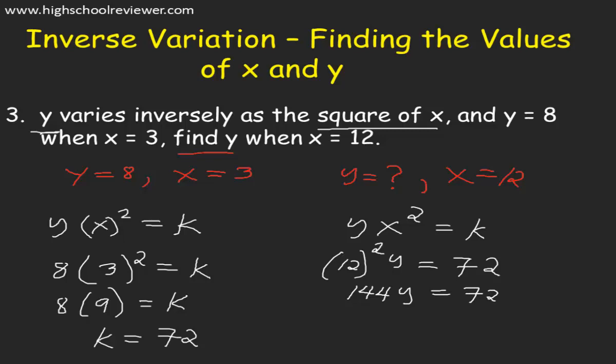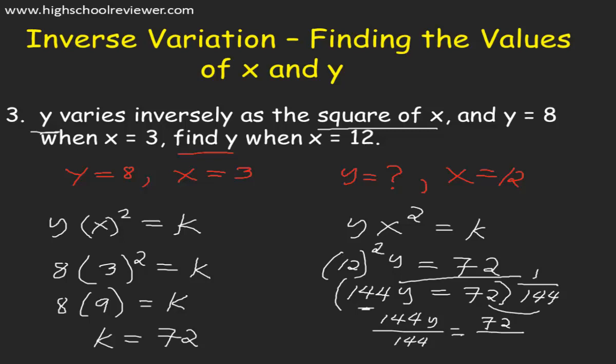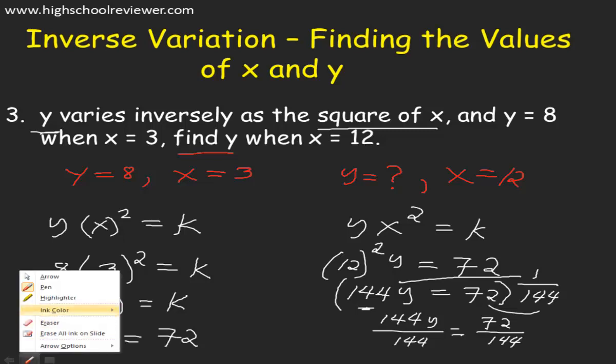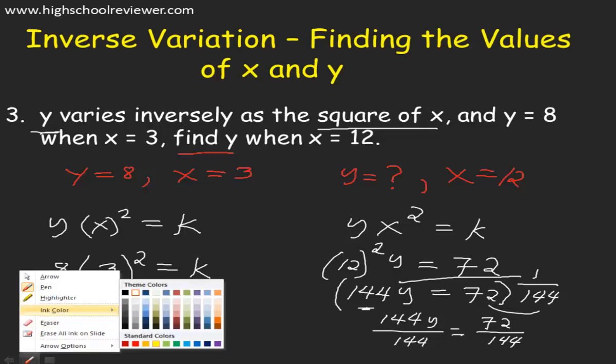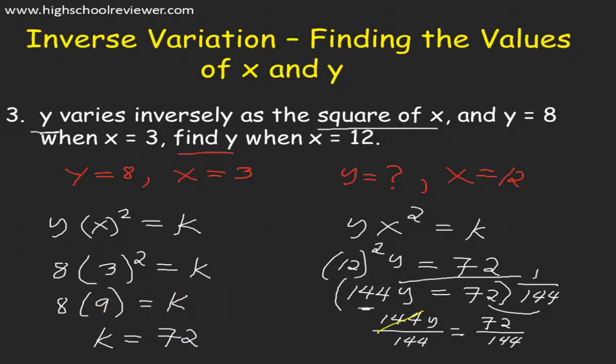So to find y, we need to cancel out 144. Just divide both sides of the equation by 144. So we have here 144y all over 144 equals 72 all over 144. So 144 divided by 144 is 1.